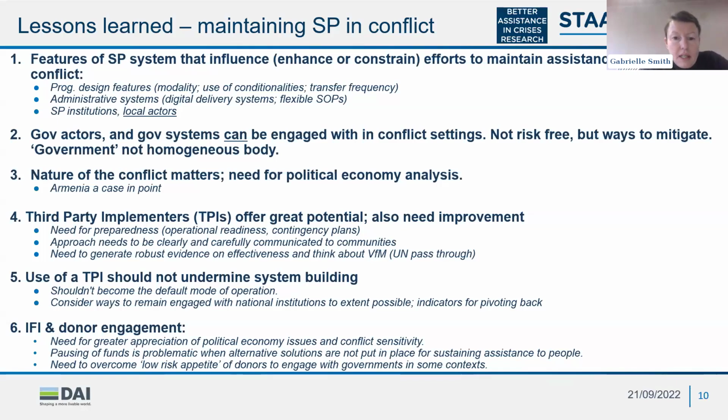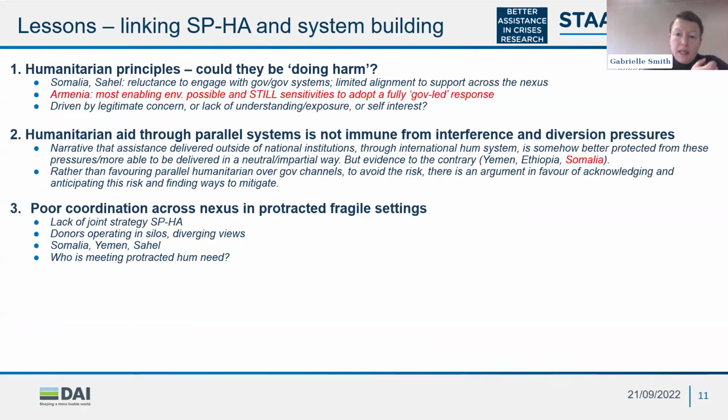If you can move to the last slide, please. So finally, I just wanted to share the lessons that are emerging around linking humanitarian action and social protection. So there is a lot of talk about working across the Nexus and about linking humanitarian action and social protection in fragile settings. In practice, it's still not happening well. And this issue came up in Somalia, Yemen, Sahel, and also in Armenia.